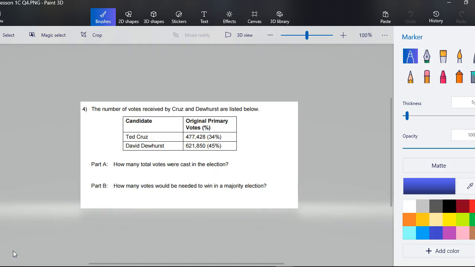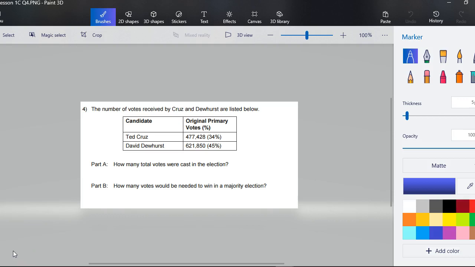Moving on to question 4, this is especially a question you need to attempt and get an answer for this question before watching the demonstration. Looking at question 4, the number of votes received by Cruz and Dewhurst in this runoff election would be, looking at the number of votes received by Cruz and Dewhurst, they're listed below. Part A, the question is, how many total votes were cast in the election?